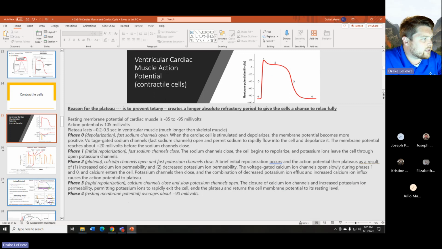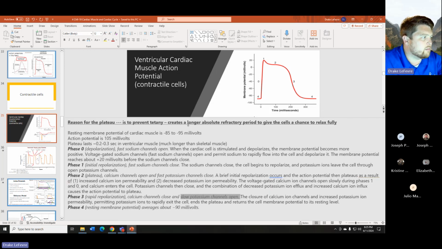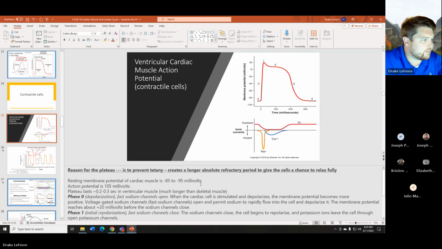Okay, so we got the plateau thanks to the calcium channels. Then the calcium channels close again after the plateau, more potassium channels open, and we get repolarization, and we get back down to resting membrane potential.